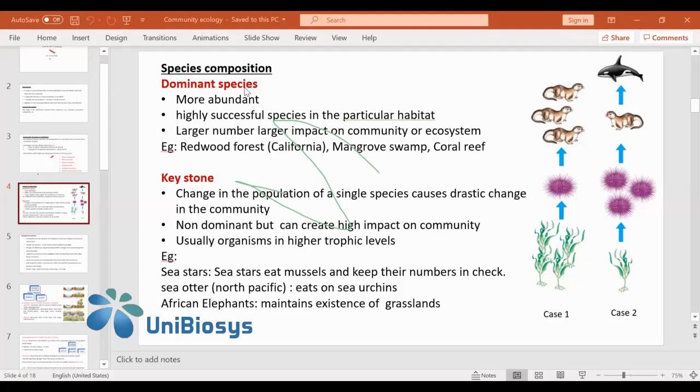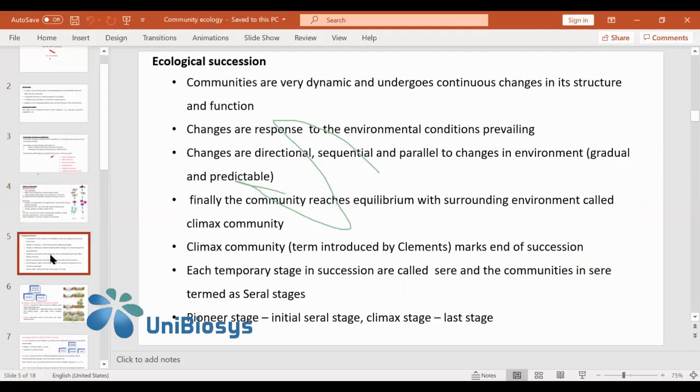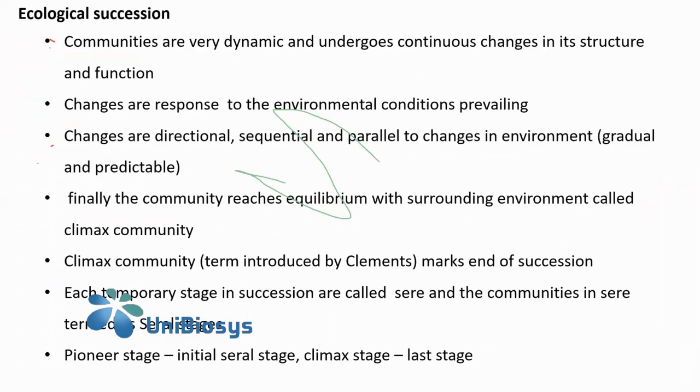So this is basically dominant and keystone species. I hope you understood, isn't it? Now we will start with ecological succession. So what is ecological succession? Ecological succession is how a community is getting formed or established in a particular place. That is known as ecological succession.